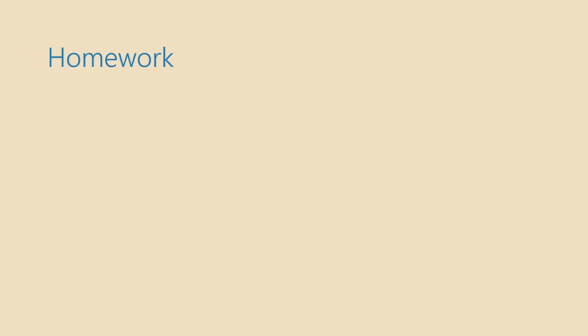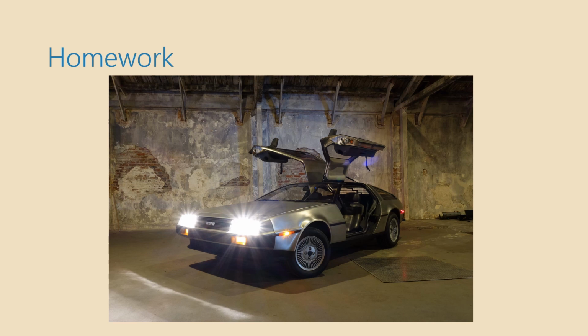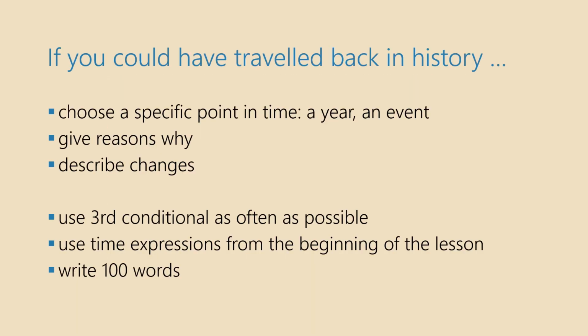And finally, your homework. Imagine you could hop in DeLorean and go back in history. If you could have traveled back in history, which event would it be? Which year would it be? Your task is to write a short essay. Choose a specific point in time. It can be a year or an event. Give reasons why you have chosen this year or event. Describe the changes you would like to make.